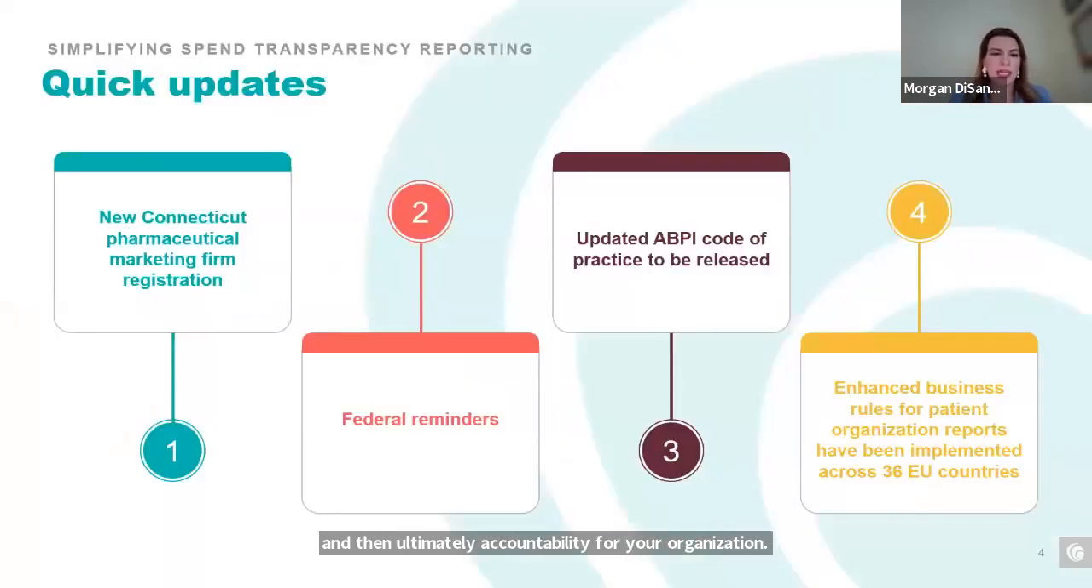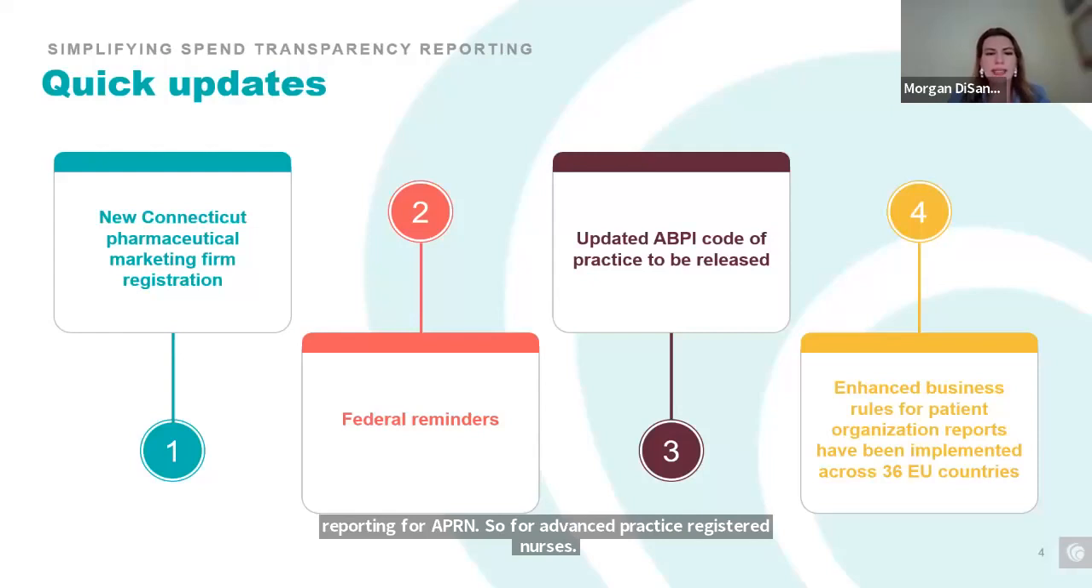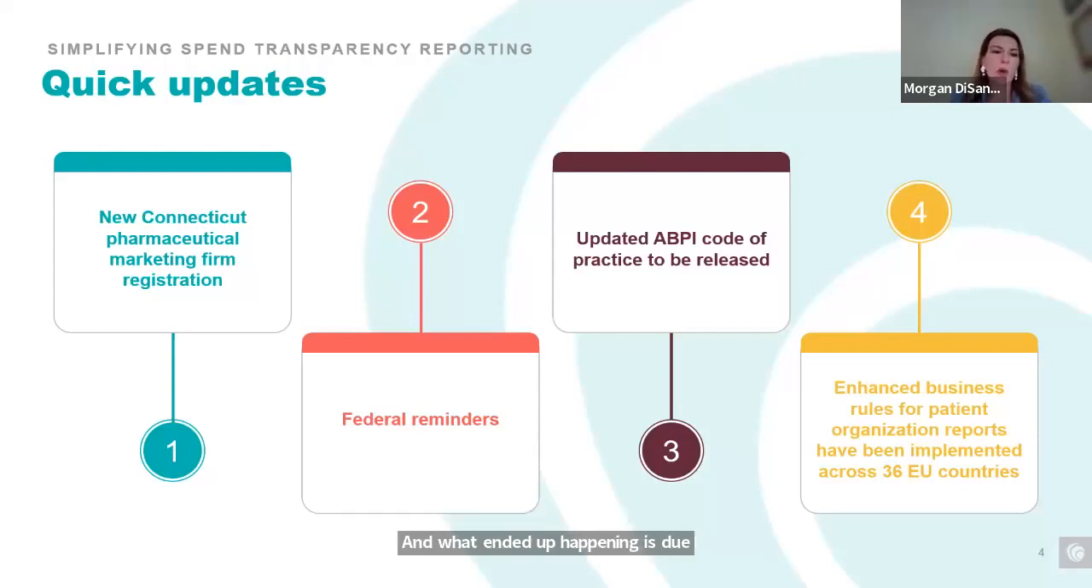Moving on to the next slide, we thought we'd be remiss not to also touch upon some four main updates. I think all of us are aware of this, but just wanted to briefly touch upon what's been going on in the spend world. So first of all, with Connecticut, until 2022, Connecticut was requiring spend transparency reporting for APRNs, so for advanced practice registered nurses. And what ended up happening is due to the federal open payments expansion, the Connecticut law was preempted, so no longer required to be reported.